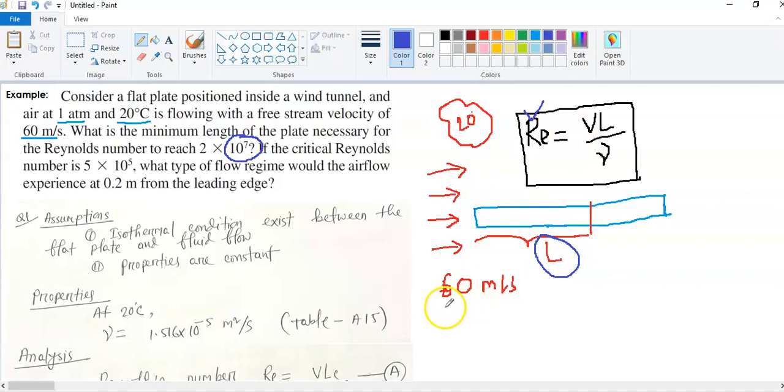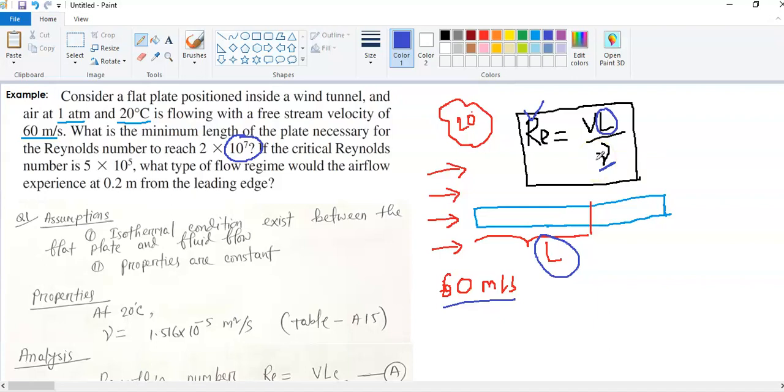The free stream velocity is given as 60, isn't it? We need to calculate the length. So that means we are looking for this value, and we need this kinematic viscosity, nu. Okay, so we need this kinematic viscosity.